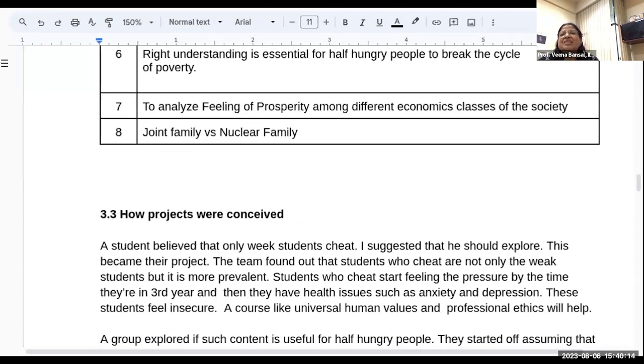So students were very surprised because they started off saying that first you need to take care of financial needs and only then can you talk to people about knowledge or right understanding. Some people said, is prosperity really possible? So when we discussed prosperity and then they started talking to people, to begin with, they said, we are not prosperous.